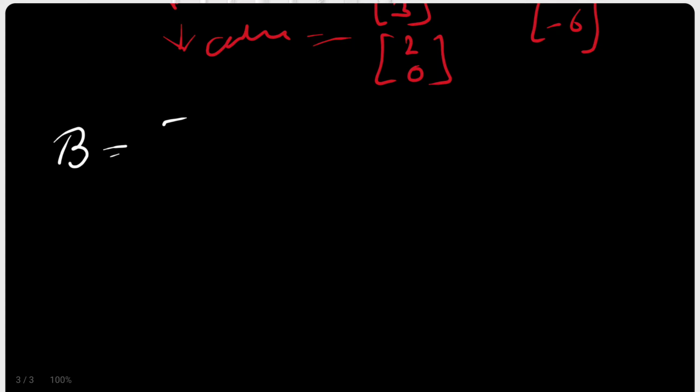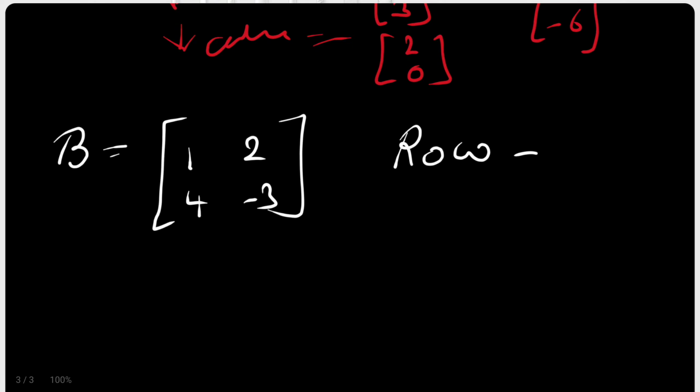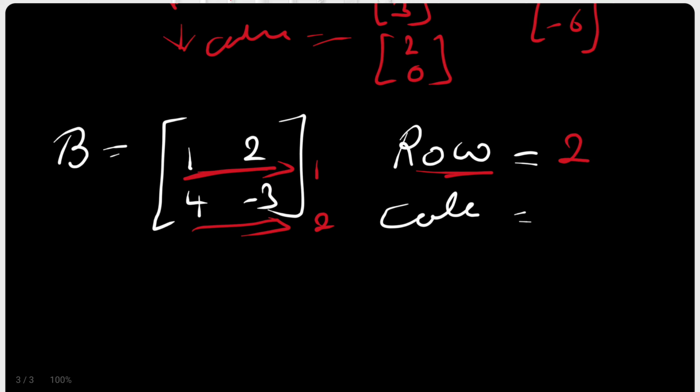Let it be this, 1, 2, 4 and minus 3. I'm telling you, write row first and then column. In this one, how many rows are there? Let me verify. This 1 and 2 is going that side, 4 and 3 also going that side. Then it is 1 row and this is a 2nd row. In this, how many rows? There are 2 rows. Okay, how many columns in this one?